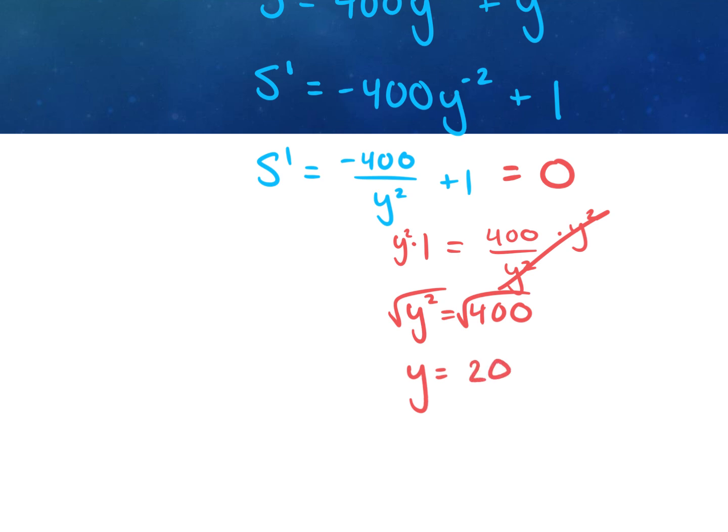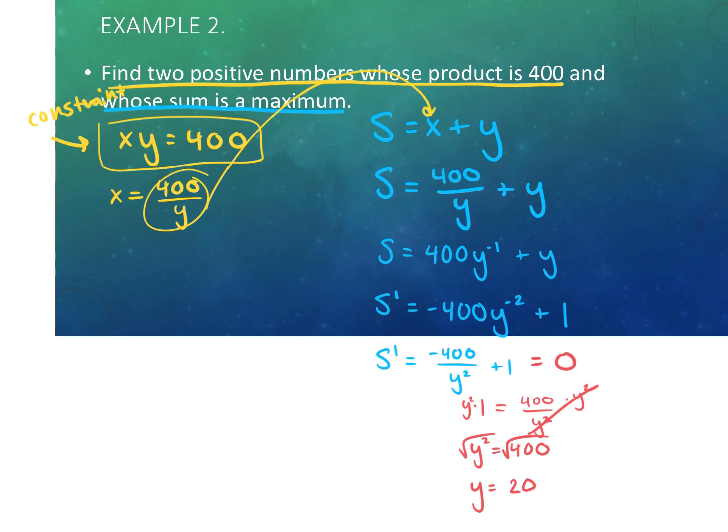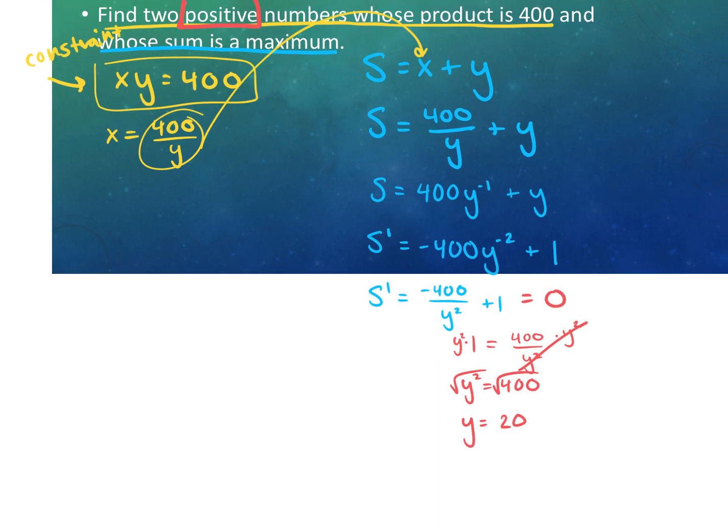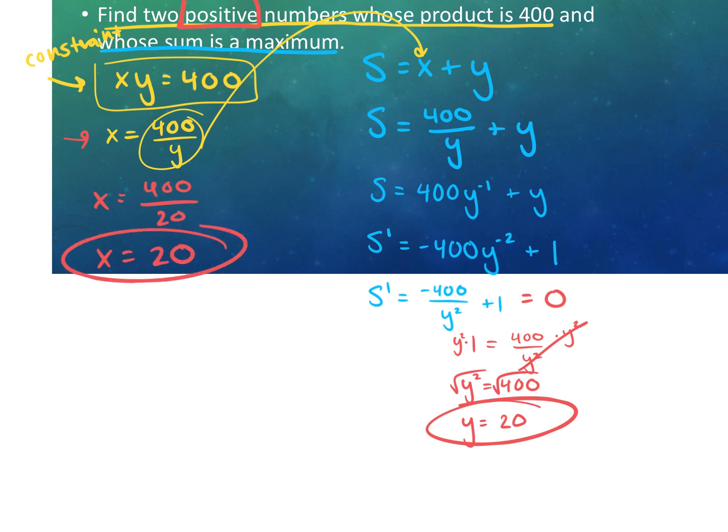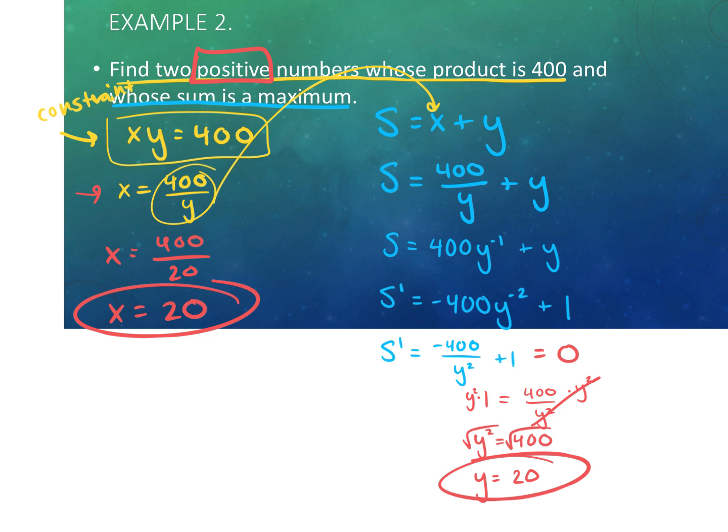Why is it not plus or minus 20? What does the question say? Find two positive numbers. So we just care about positive 20. So y equals 20. How would I find x now? Plug it into the constraint. So I have x times 20 equals 400, or I can plug it into my simplified constraint here. So x equals 400 over 20. So x equals 20. It's not always going to be the case that both of these numbers are equal. It just so happens for the first two examples.